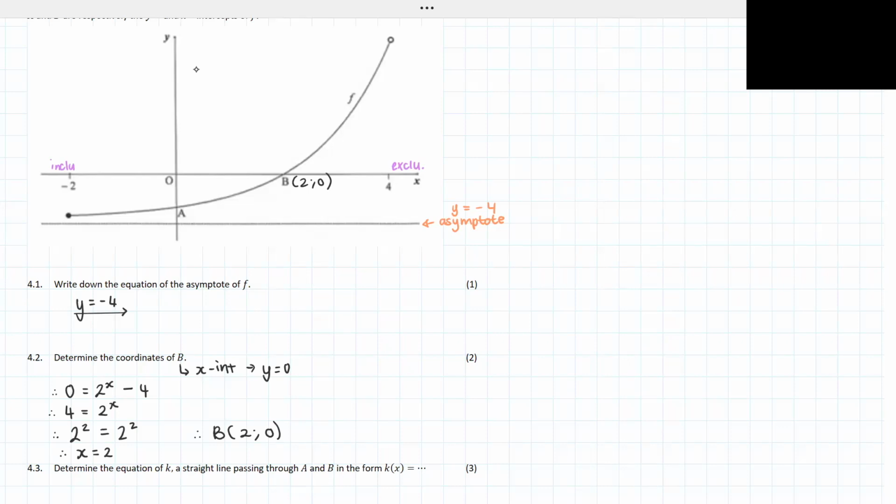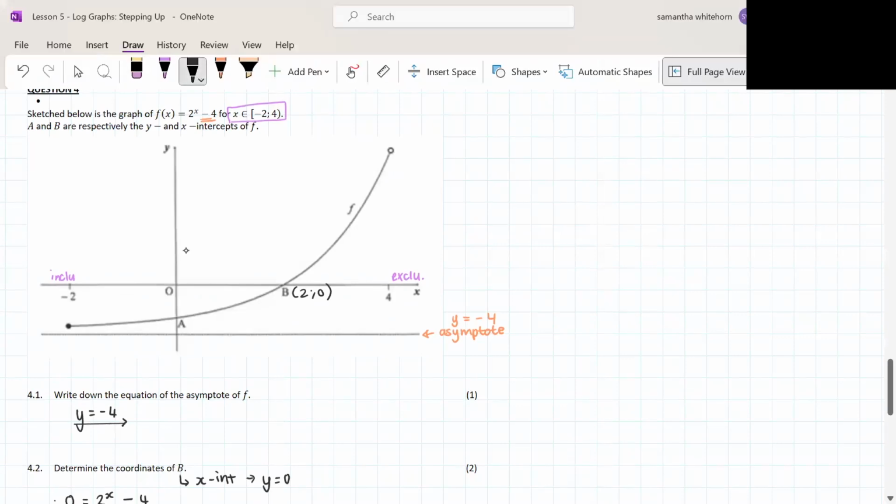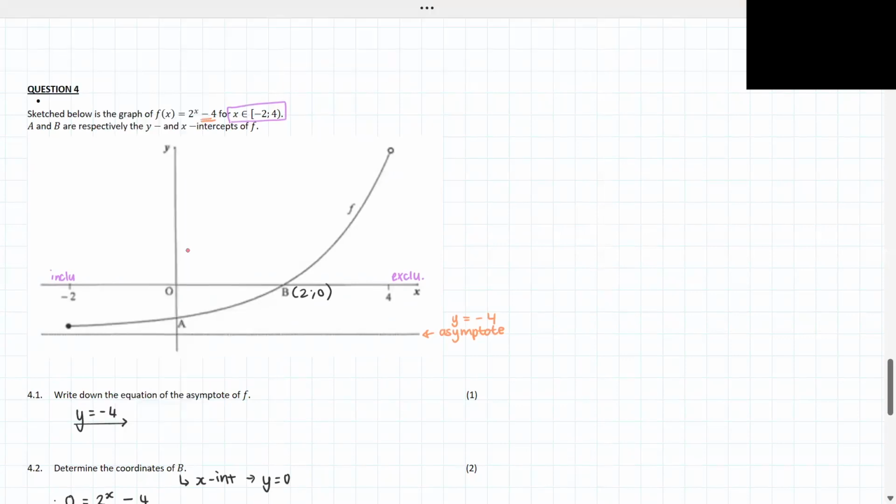Question 4.3 says, determine the equation of k, a straight line passing through A and B in the form of k of x. Right, I think this is going to have to be our last one, so that's fine. So if we imagine what's happening, this straight line has to pass through A and it has to pass through B. I'm going to try drawing it. So that's a graph of k. I want the equation of it.